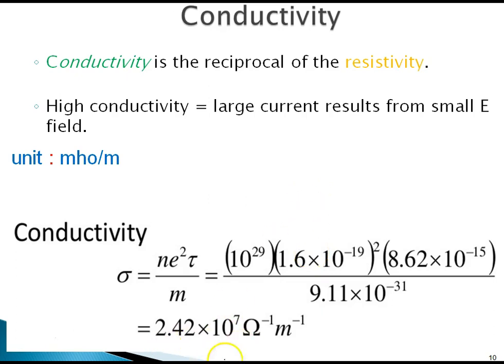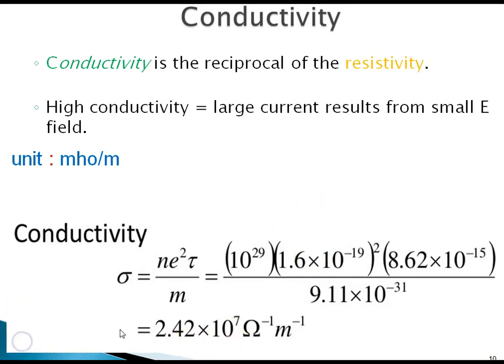Conductivity, or if you just read it. So conductivity is the reciprocal of resistivity. We have discussed a lot. I think I have discussed sigma is the word for the conductivity, and for the resistivity I have discussed rho. Then general conductivity is of the order of 2.42 into 10 to the power 7. The unit, I think I have discussed, is mho per meter.